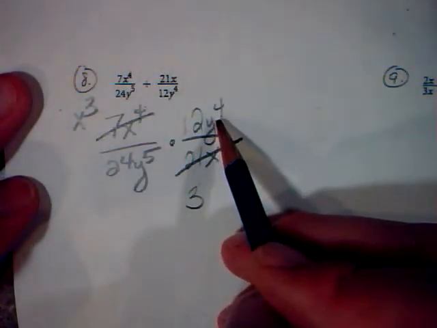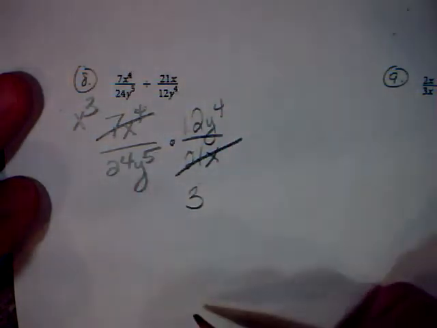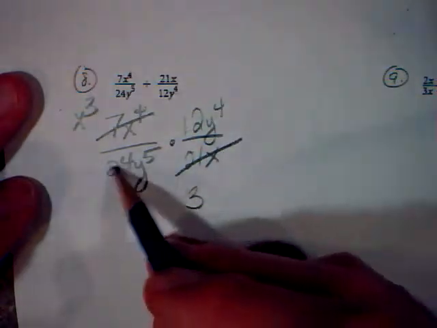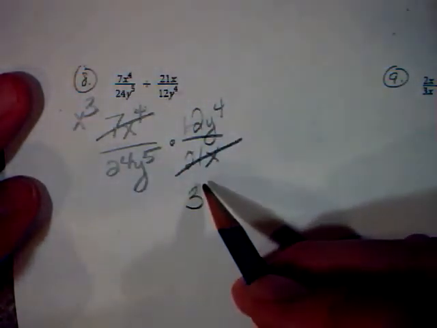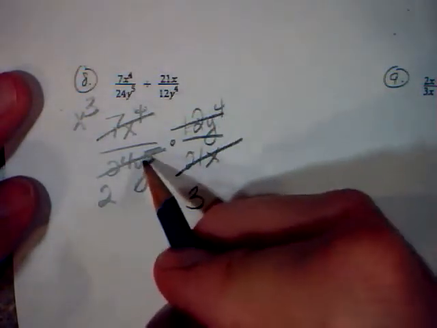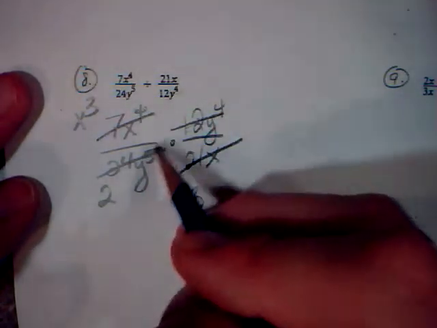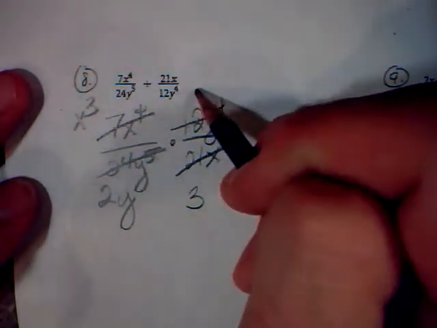Looks like we have 12y to the 4th, which could cancel with a 24y to the 5th. Again, these can cancel because it's all multiplication, so we can cancel the various pieces of those terms. So if we cancel this with this, 12 goes into 24, which leaves you with a 2 in the denominator. And this y to the 4th can cancel with the y to the 5th. Those 4 y's cancel with 4 of those y's, which leaves you with a single y on the bottom. And now there's nothing left there other than a 1.